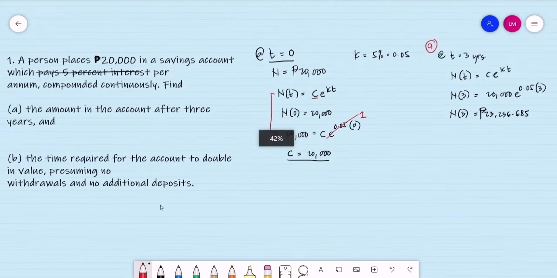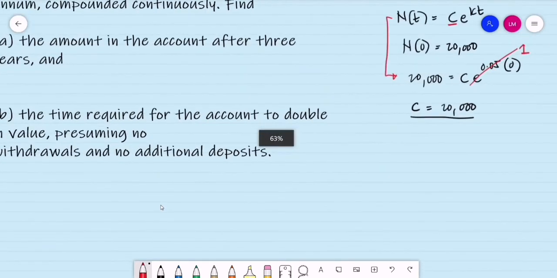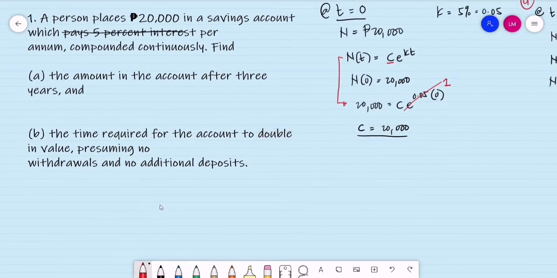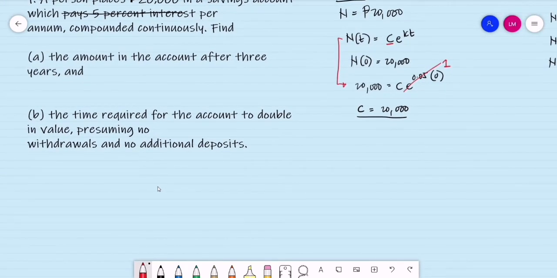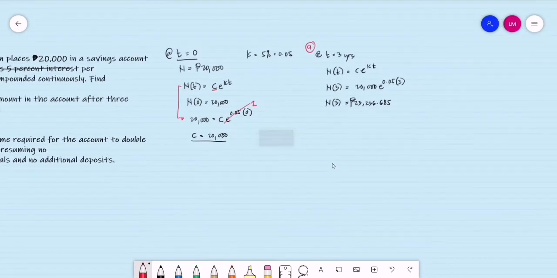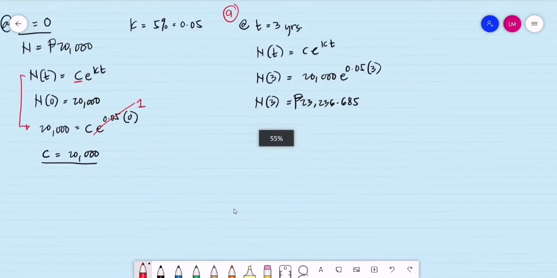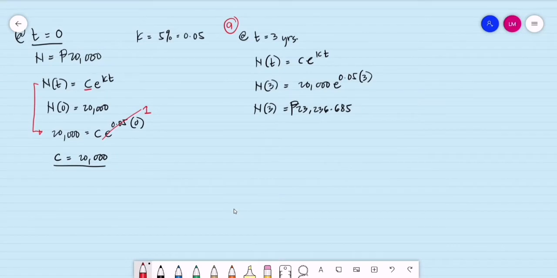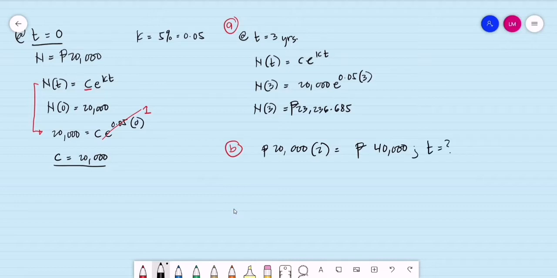Okay, for the second question, letter B. We are required to compute the time required for the account to double in value, presuming no withdrawals and no additional deposits. So we are just to double the value. What is our initial amount? That is 20,000 multiplied by 2, so the expected value will be equal to 40,000. If the money is now at 40,000, we are looking for the time in years.